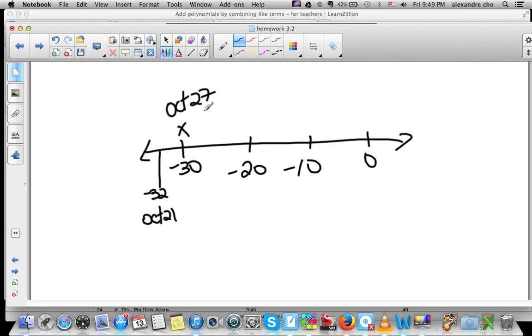He's saying that he spent less on October 27th because the absolute value of negative 30 is 30, because it's 30 steps away from 0. The absolute value of negative 32 is 32, because that's 32 steps away from 0. Yes, because the absolute value of this number, negative 30, is closer to 0, that means he spent less. He's absolutely correct.